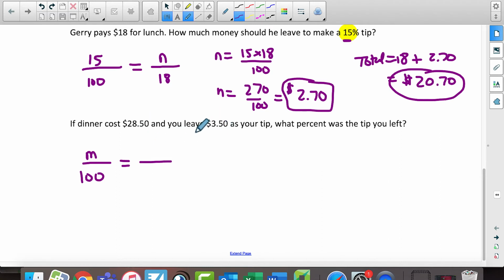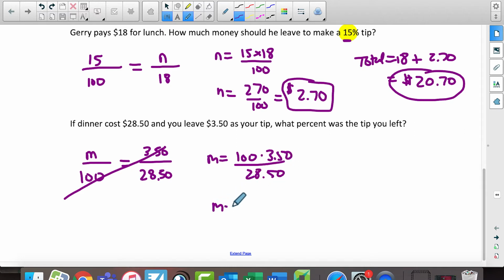Now, which one's the whole and which one's the part? Well, the whole cost of the dinner was $28.50, and the part you're leaving as a tip is $3.50. So we've got to figure this out. Cross multiply. M equals 100 times 3.5, which is 350, divided by 28.50. And if you divide that, you end up with 12.3. And remember, this is a percent, 12.3%.